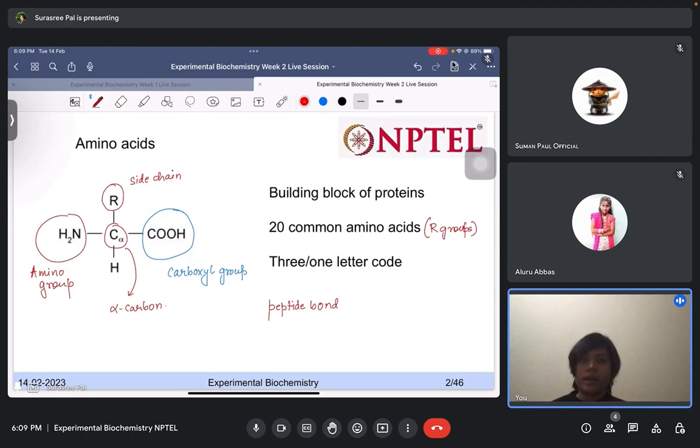Now let's look at how the 20 common amino acids look, and in the meanwhile we will also discuss the different properties of the amino acids. For example, what is the size and shape of the amino acids, what is the charge of the amino acids, what is the polarity, hydrophobicity. These different characters we will also discuss while we are discussing the 20 common amino acids.